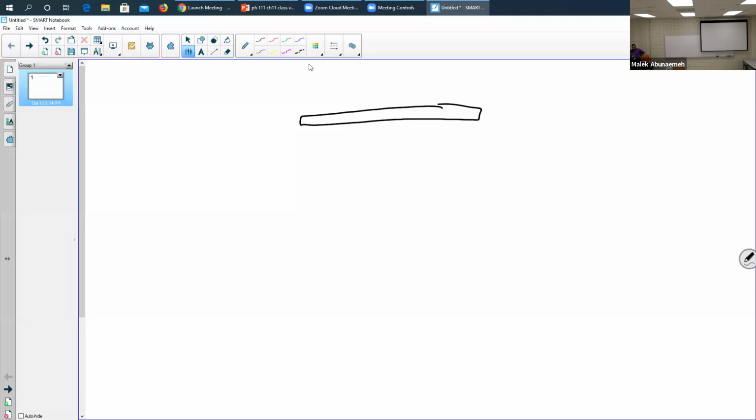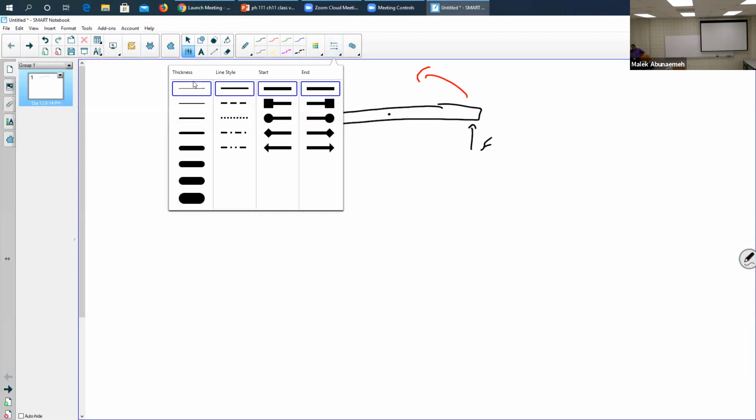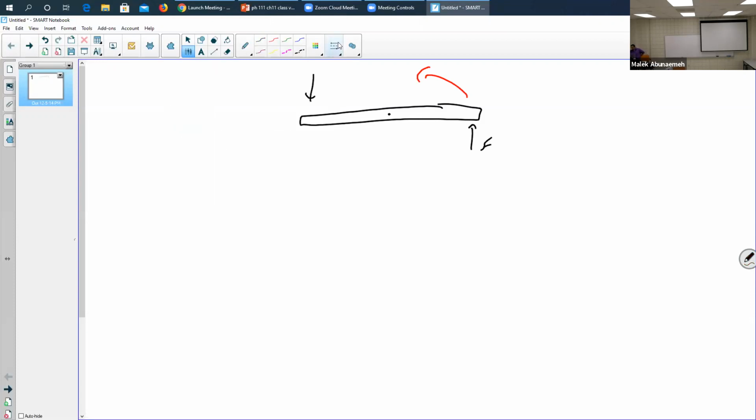Now, if you apply a force, let's say this ruler is pivoted at the center of mass. If you apply a force on this side, what's going to happen to the ruler? Well, it's going to rotate on that side. What would happen if you apply a force on the other side going this way? Well, it's going to rotate the other way. So this is your ruler, and these are your forces applied.